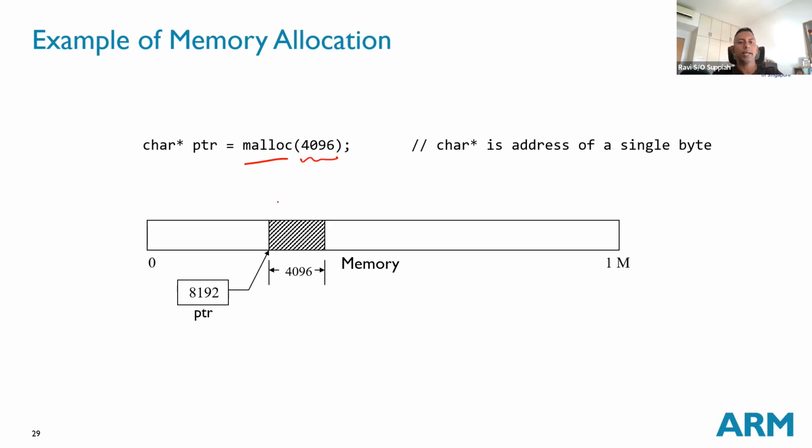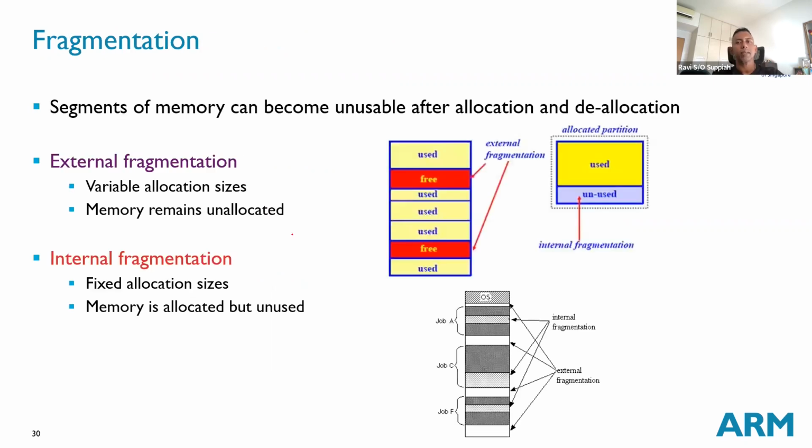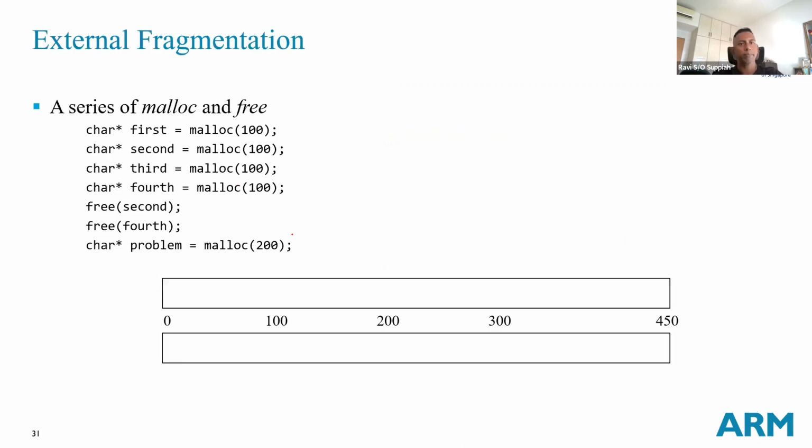So in this case, 8192 is the address. This is the starting address, 8192, and at this address I have 4096 bytes of memory allocated for me. Now, when you do this kind of memory allocation, the issues are what we call external fragmentation or internal fragmentation. Let's understand what these two terms mean.